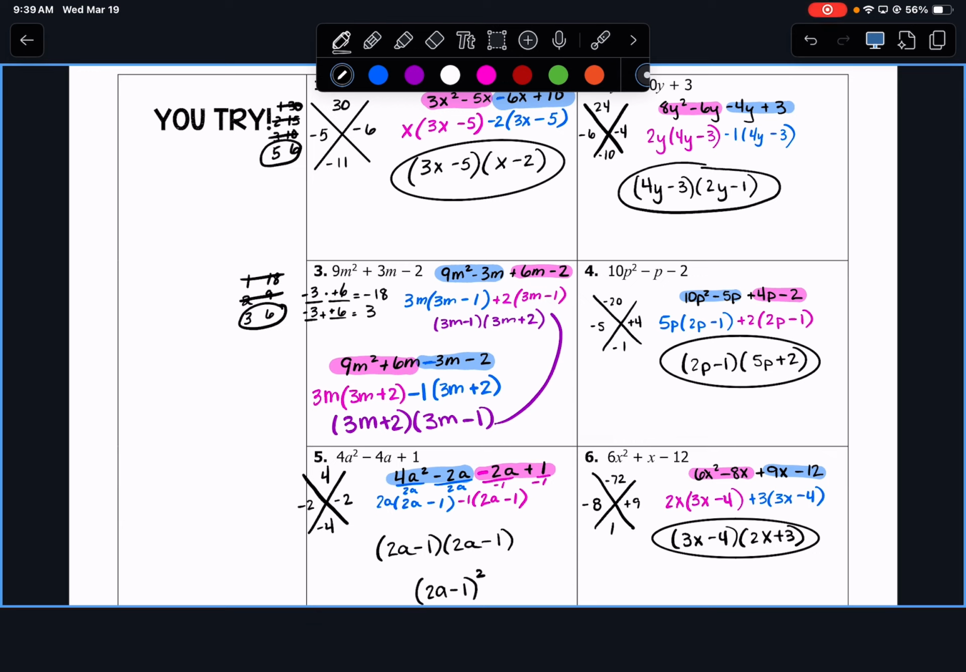What's 6 times 12? 6 times 12. 6 times 12 is negative 72. It's negative 12. I was looking at the board.